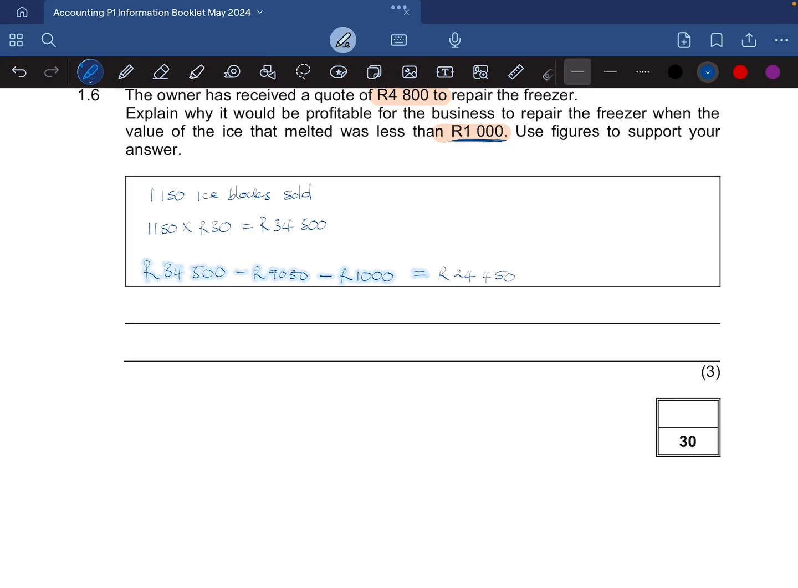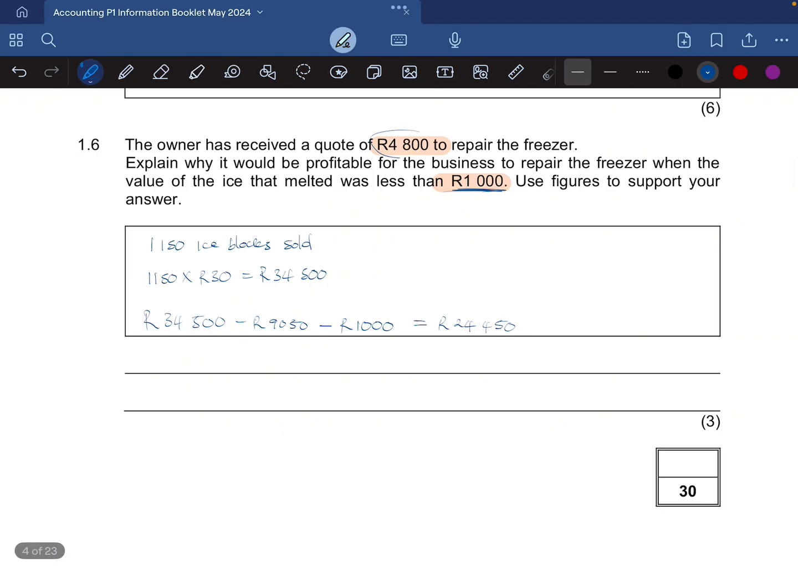Okay, but now we need to think about, okay, what if we take the 4,800 from the 24,450? Are we making a loss or a profit? It's quite clear. We have 24,450 minus the 4,800, which will then give us, let's see, 19,650. See, so even if we are able to pay for the quote of 4,800 to repair the freezer, we're still making a profit. We're not making any losses.